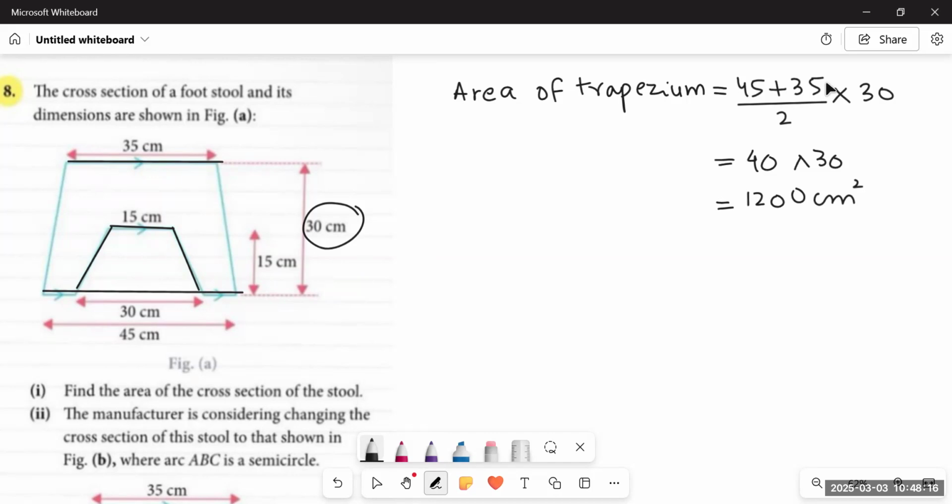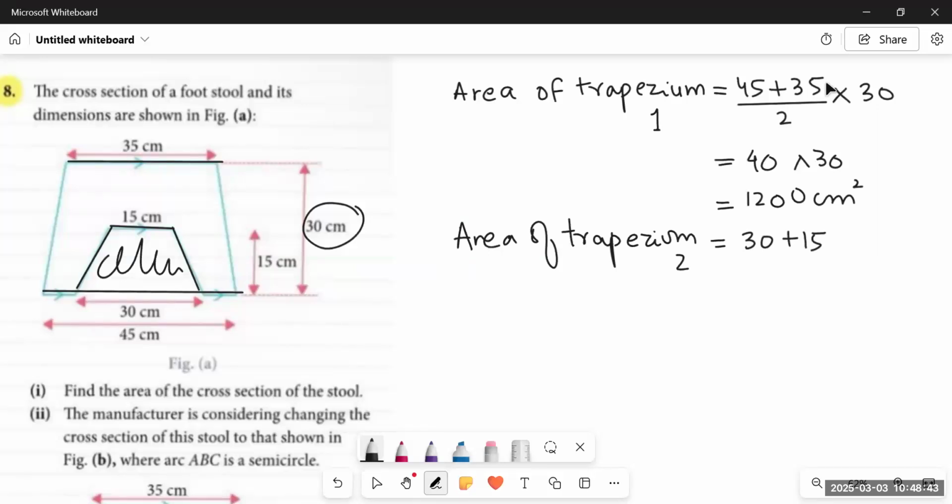But this is the area of the whole trapezium that includes this part as well, whereas in the stool, this part is not included. So we'll find the area of trapezium 2. Let's take it as trapezium 2. For this, the bases are 30 centimeters and 15 centimeters. So we will add them up. We will get 45. And then we will just divide it by 2. So it would be 22.5. And the height is given as 15 centimeters.